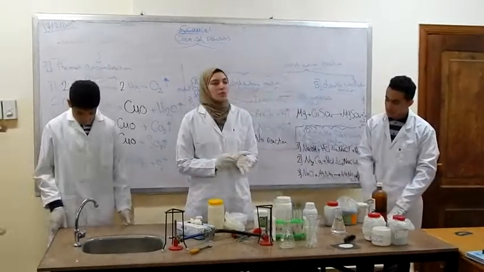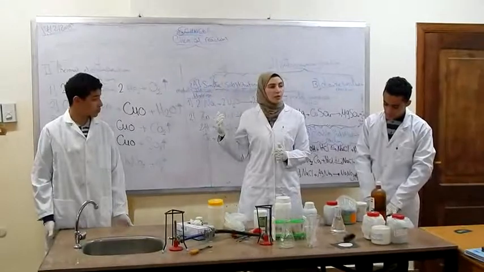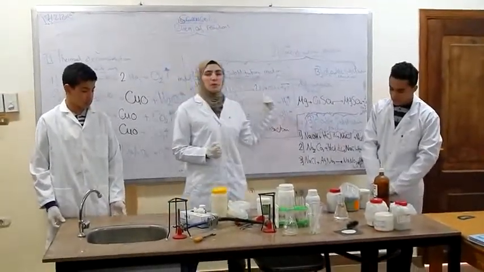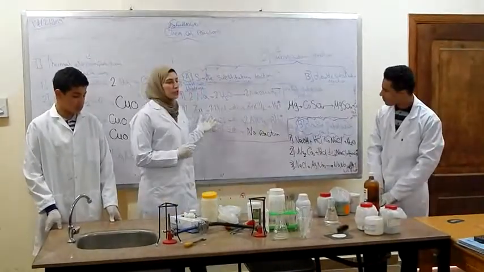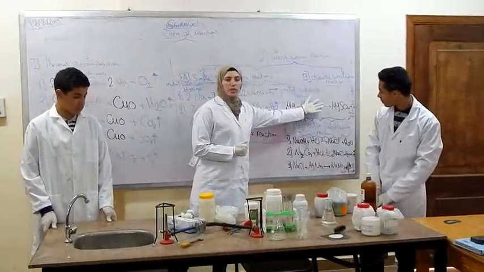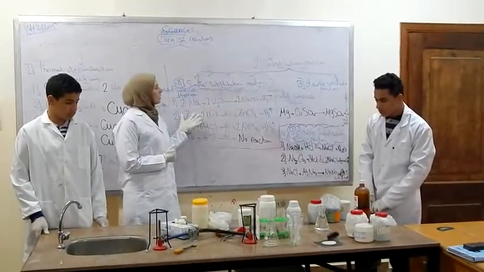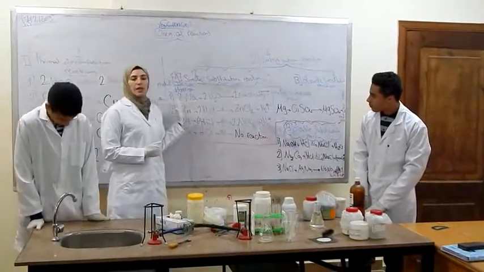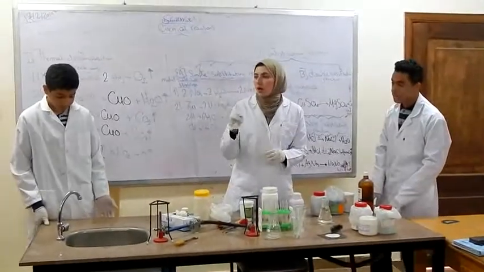Good morning, class. Today we will perform the second type of chemical reactions, which are substitution reactions. We explained before there are two types of substitution reactions, which are simple substitutions and double substitution reactions. Let's start to perform the first type of reactions, which are simple substitution reactions. The first reaction, the reaction between metal and water.